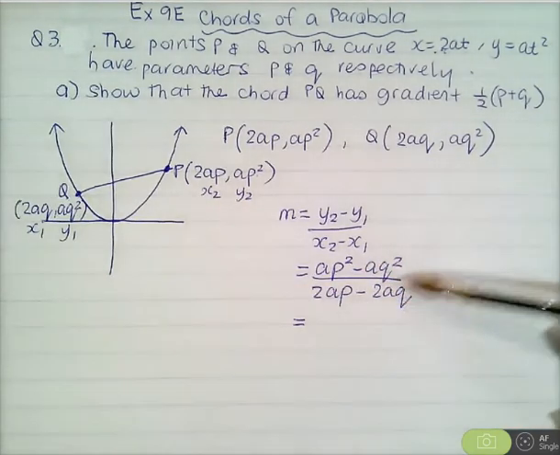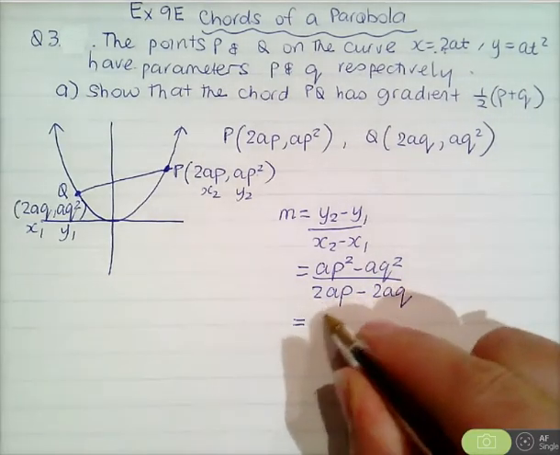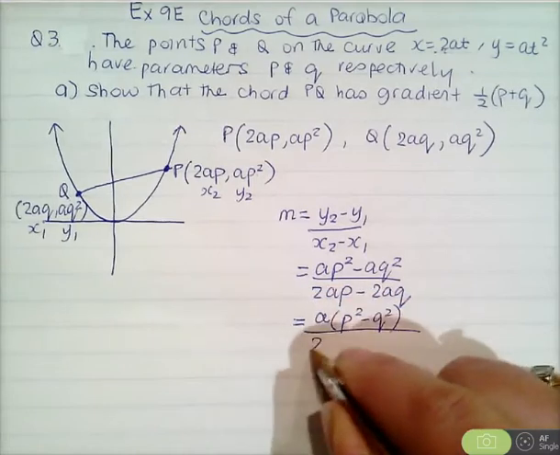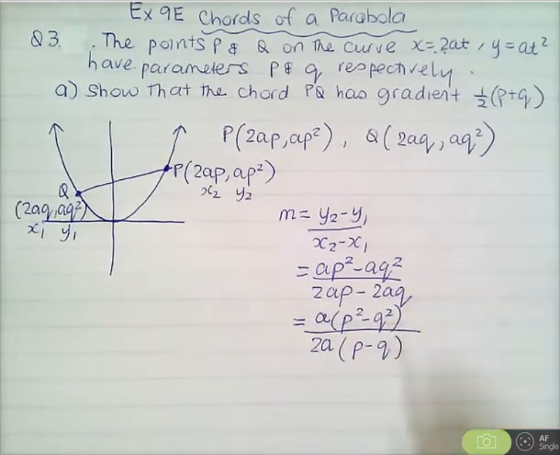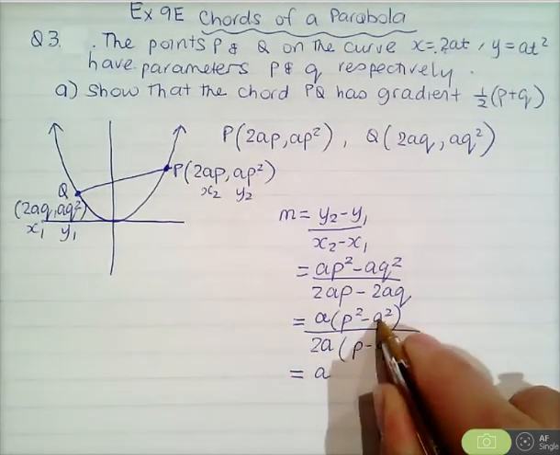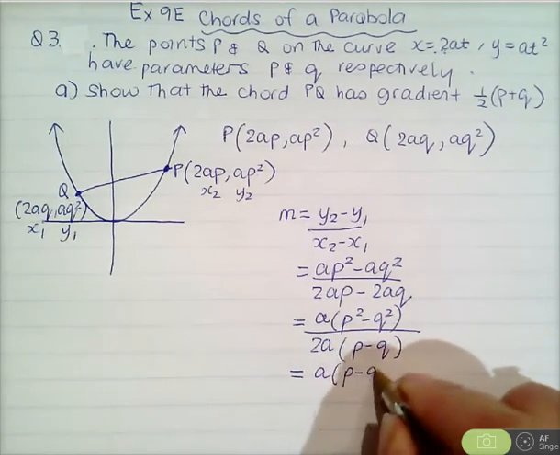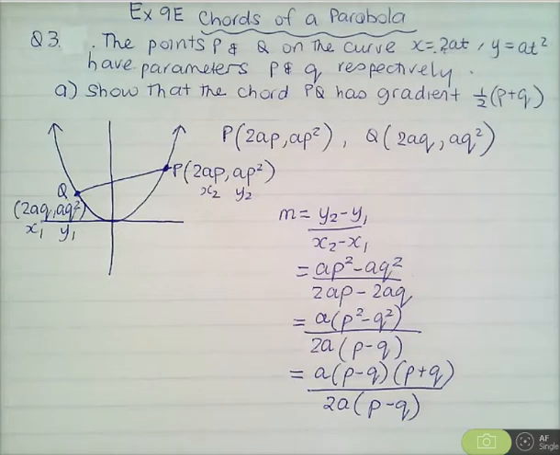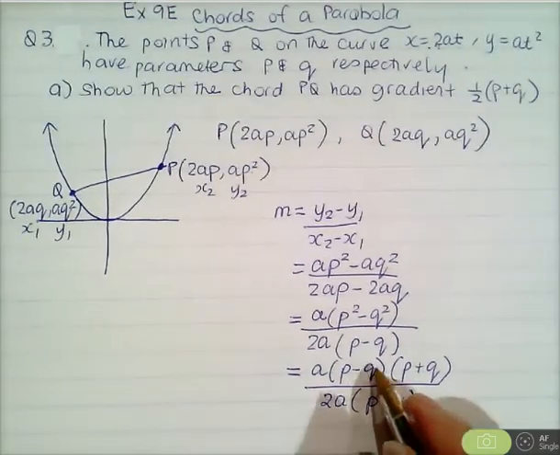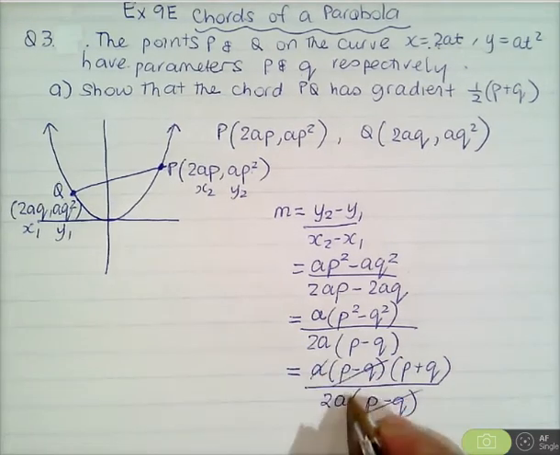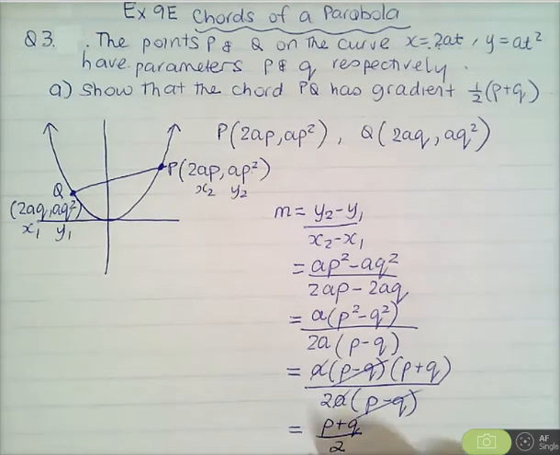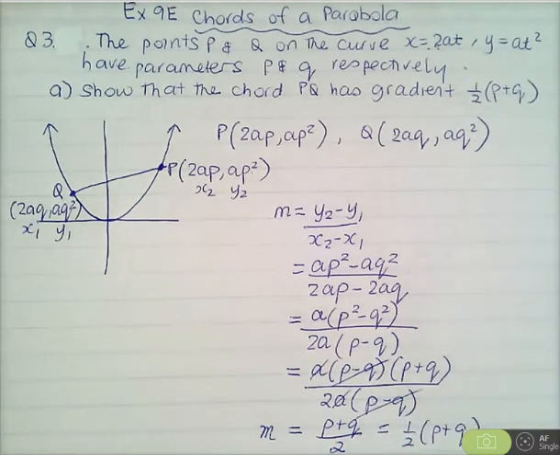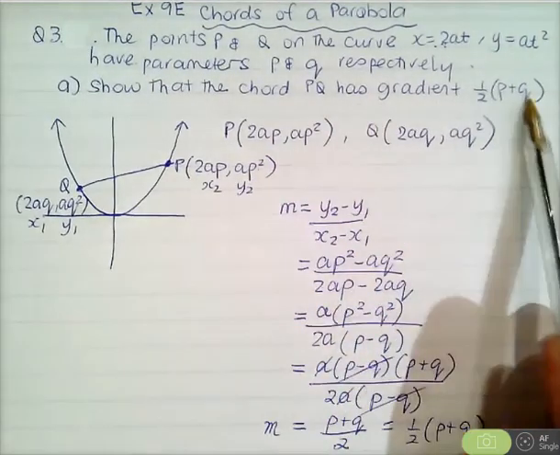Now what you need to do, you have to try and get it to look like that over there. You need to factorize anything that you can, and we've got a as a common factor on the numerator, and you've got p squared minus q squared, and on the denominator 2a is a common factor, and you've got p minus q. Now you can factorize the numerator because that's a difference of 2 squares. That's p squared minus q squared will be p minus q, p plus q, over rewriting the denominator, 2a bracket p minus q. Now we need to cancel any common factors from the numerator and the denominator. The p minus q's cancel and the a's cancel. Therefore you've got p plus q on 2. That's what the gradient is, which is what you were asked to show, that it's a half of p plus q. Okay, that's part A of that question, to show that the chord has that gradient.